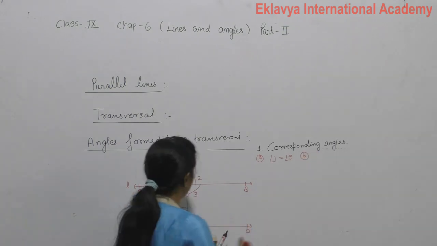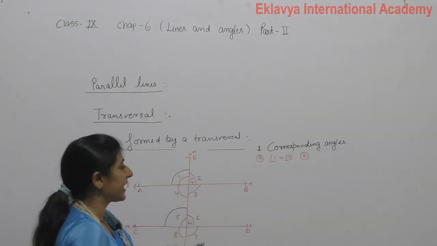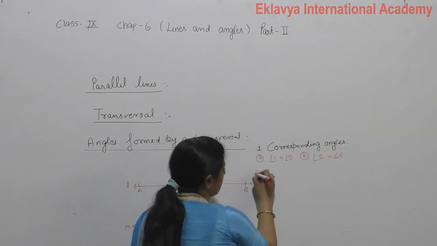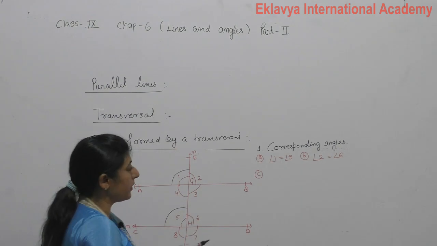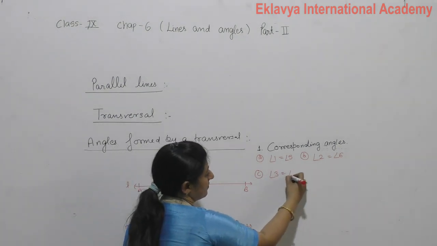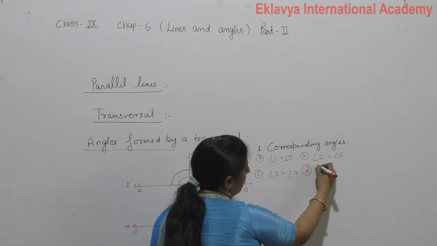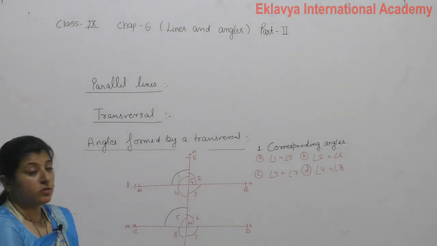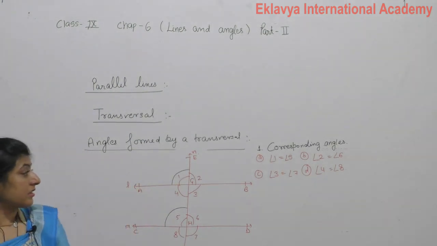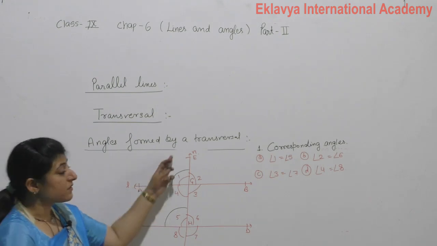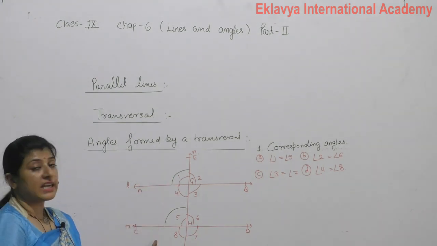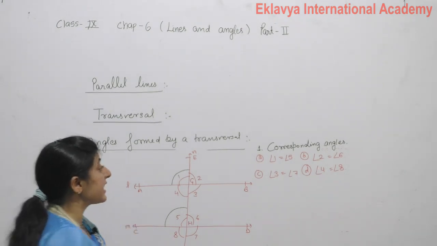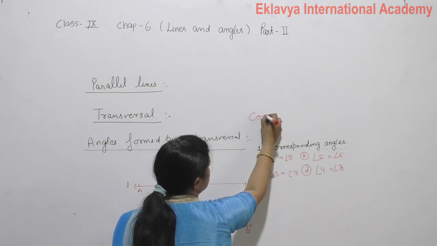Second pair, angle 2 is equal to angle 6. Third pair, angle 3 is equal to angle 7. Fourth pair, angle 4 is equal to angle 8. What is the statement of this? When a transversal intersects two parallel lines, then their corresponding angles are equal. This is the corresponding angle axiom.